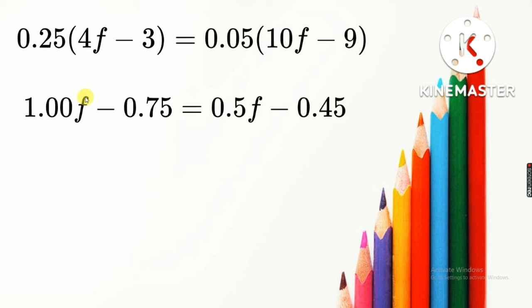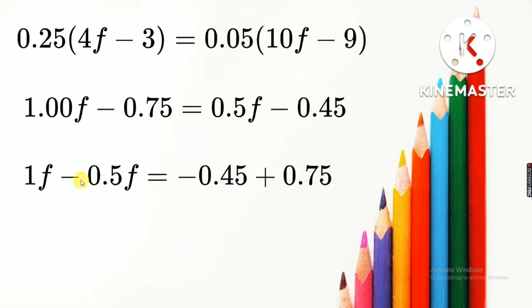We would transpose the variable terms to the left hand side and constant terms to the right hand side. Let us transpose this 0.5 to the right hand side of the equation. We got 1f minus, this is in positive sign, it would be converted into the negative sign, is equal to minus 0.45 is already here, and this minus 0.75, when we transpose it to the other side, it would be converted into the positive sign. So it becomes minus 0.45 plus 0.75.